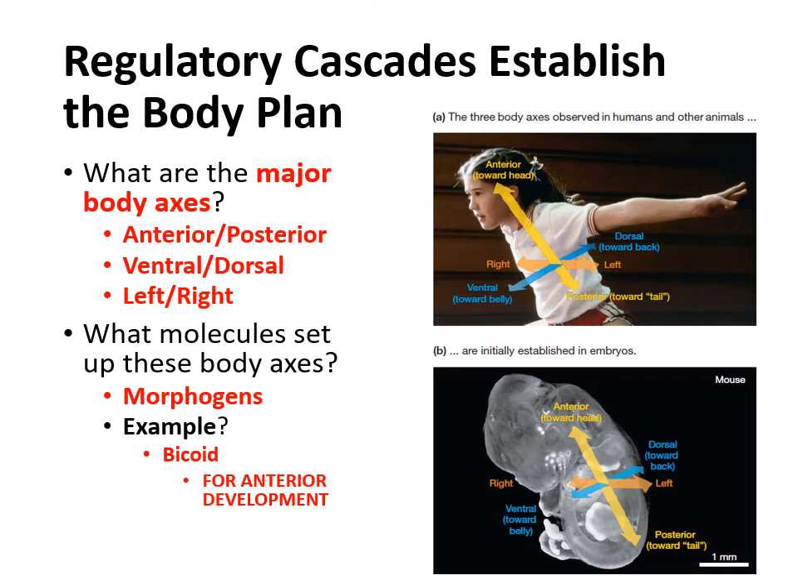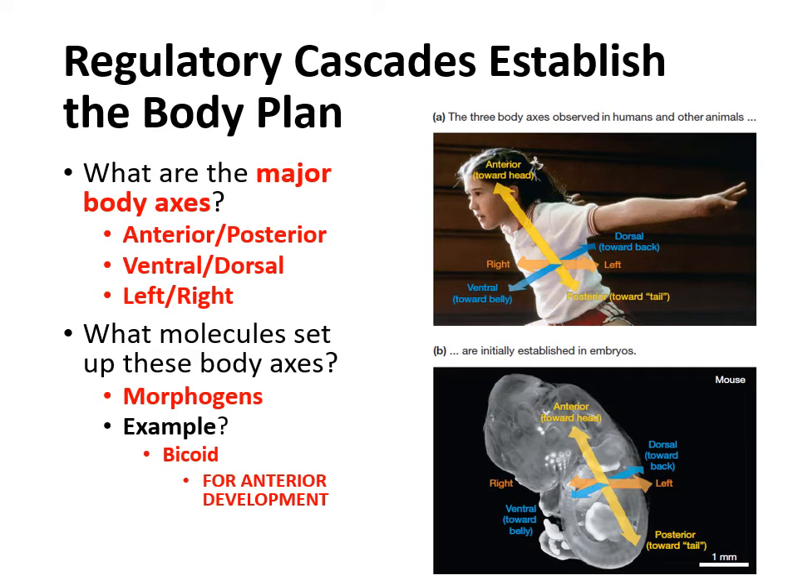Now, when we talk about these body axes, they are set by what's called morphogens. And morphogens are basically molecules that help set up or organize the structure of a body axis. So morphogens will basically help organize where certain structures are found along a body axis.